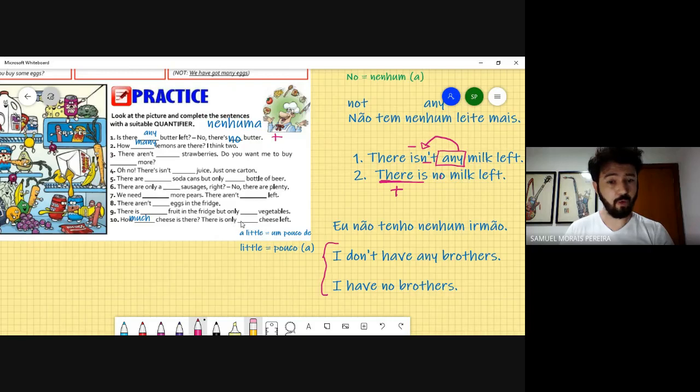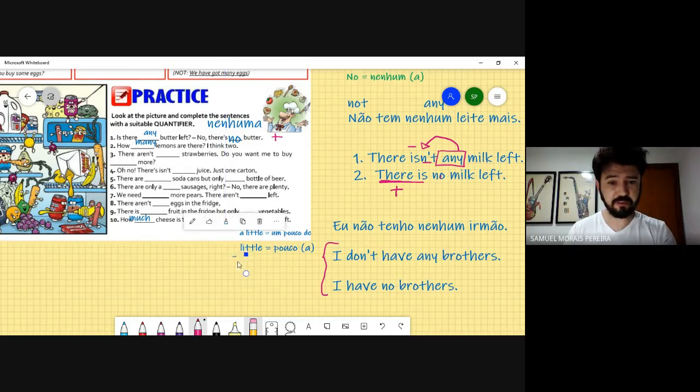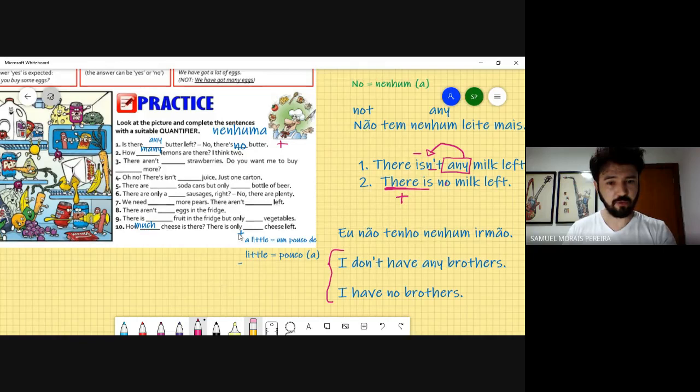Ó, sobrou pouco queijo. A diferença de a little e little é que a little tem um sentido um pouco mais positivo, tipo assim, sobrou um pouco e é uma quantidade suficiente, por exemplo. E little, ele tem uma perspectiva mais negativa, tá bom? É como se aquele pouco fosse insuficiente, fosse não satisfatório para atender alguma necessidade de alguém, tá bom? Como a gente não tem muito contexto aqui, both expressions here are possible, ok?